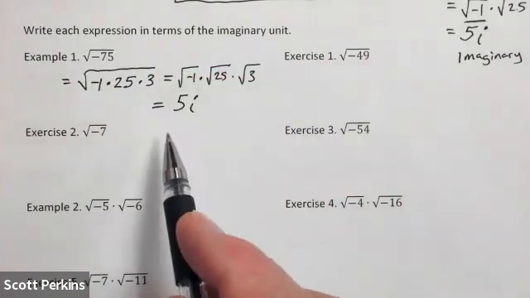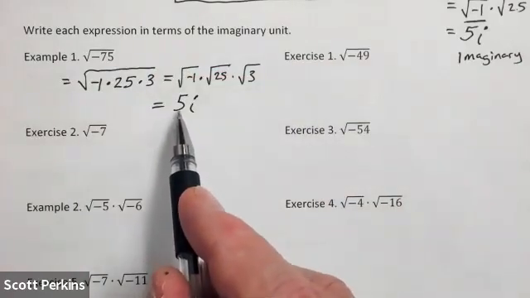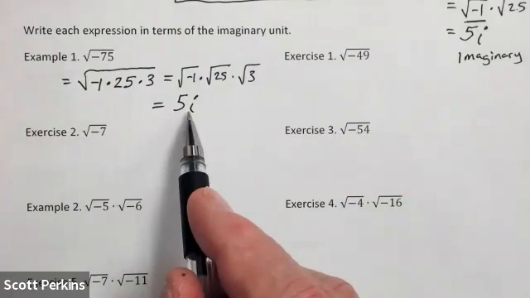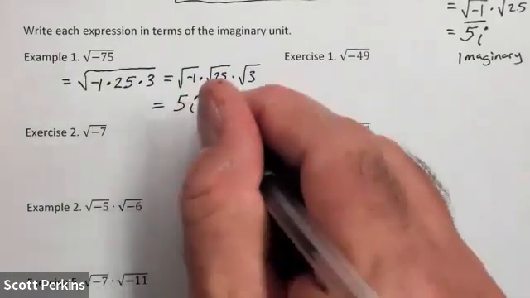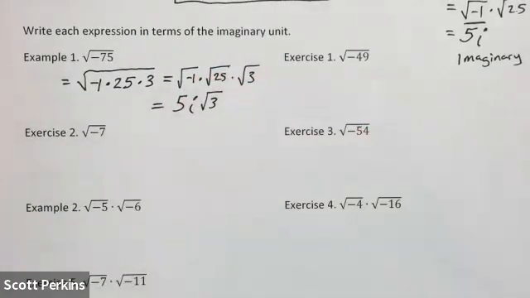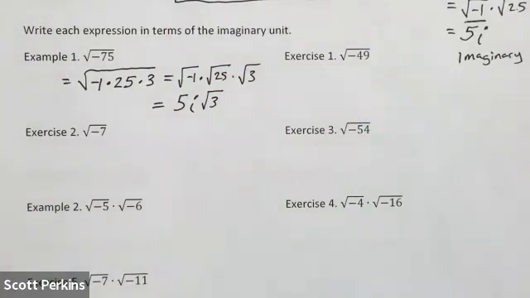Now, normally the convention is when you have a whole number, you write it in front of the i like a coefficient. And this square root of 3, I'm going to write after the i, so I don't accidentally write the i under the radical. So that tends to be how you'll see these things written: 5i square root of 3. All right, so you go ahead now. Exercise 1, right next door, is the square root of negative 49. I'm going to give you half a minute to write that in terms of the imaginary unit.